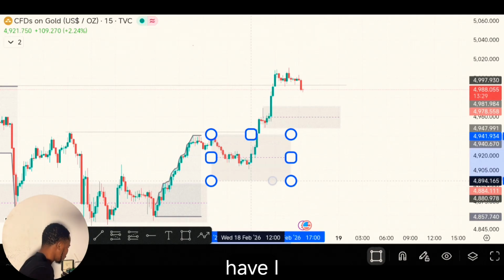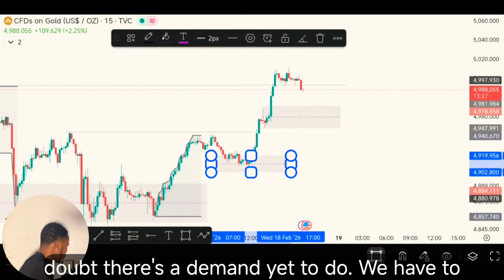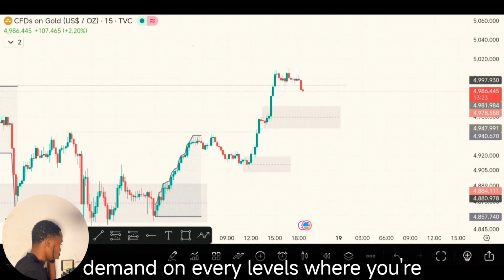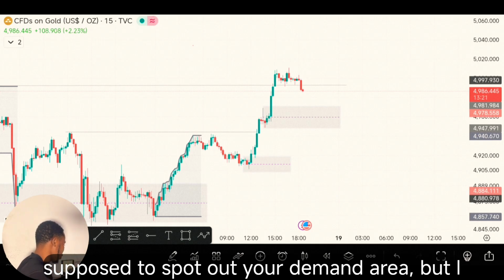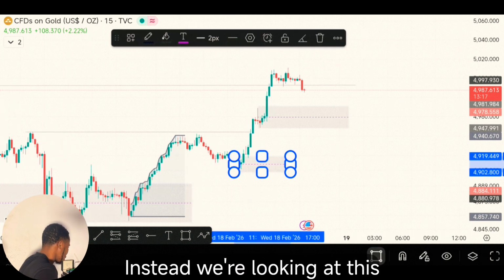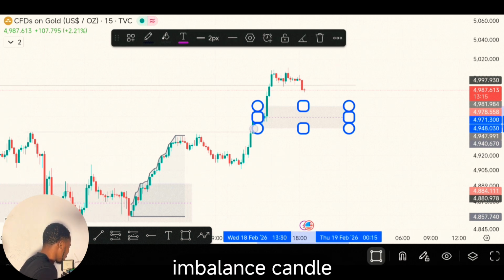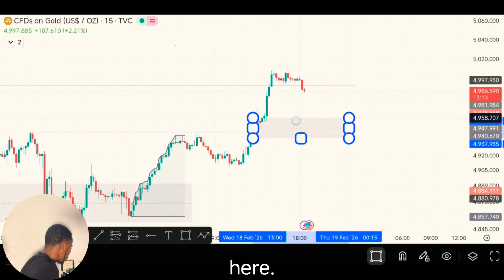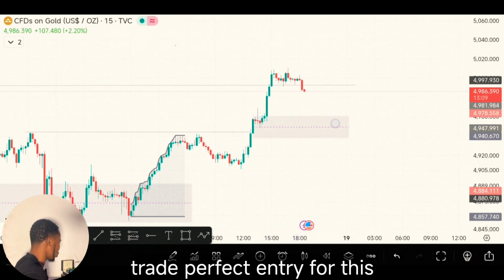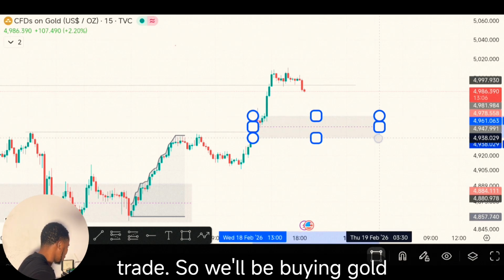I doubt there's a demand here too though. We have demand on every level where you're supposed to spot your demand areas, but I doubt price will get to this other demand here. Instead, we're looking at this imbalance candle here. Yes, this is a perfect entry for this trade.